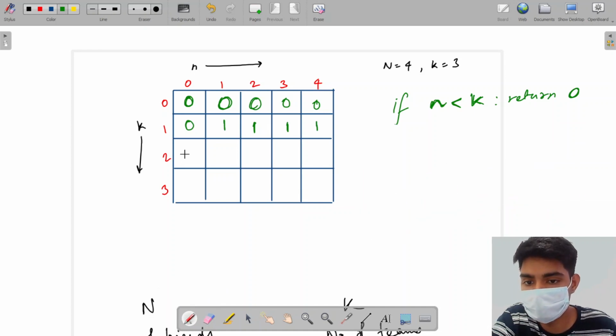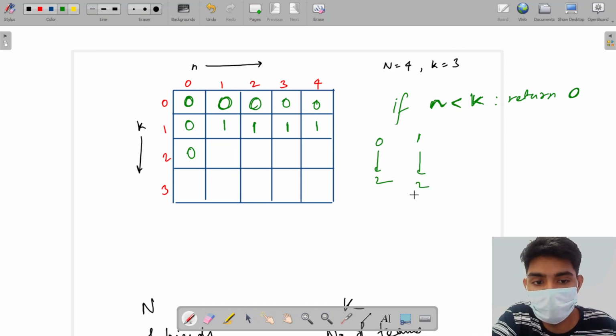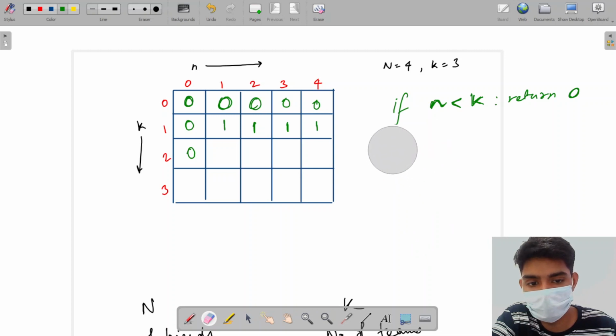DP table. Okay, now I have 0 people, and can I divide 0 people into 2 subsets? No, right? I cannot divide 0 people into 2 subsets. So my answer would be 0 here. Can I divide 1 person in 2 subsets? I have spaces for 2, but I only have 1 person. Can I do that? No, right? I cannot chop it in half. So answer would be 0 here.